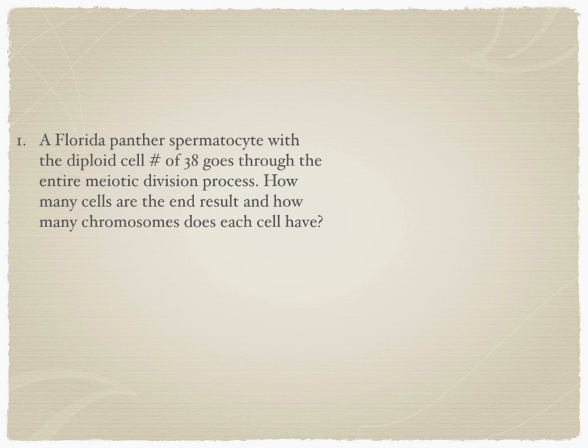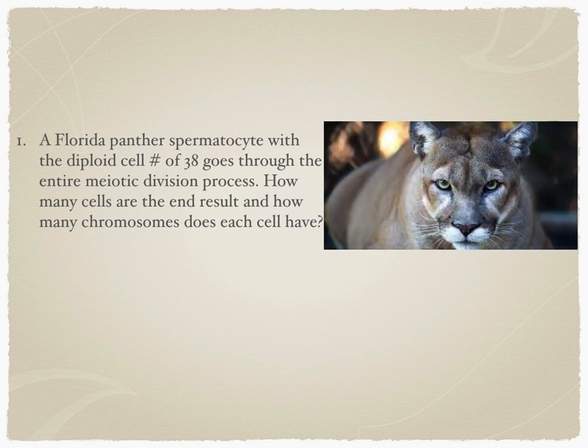Now, I'd like you to ponder a couple of questions, and I will have a submission site for you to upload your answer. A Florida Panther, who I believe will win March Mammal Madness, spermatocyte with the diploid number of 38 goes through the entire meiotic division process. So it's going through meiosis. How many cells are the end result, and how many chromosomes does each cell have?